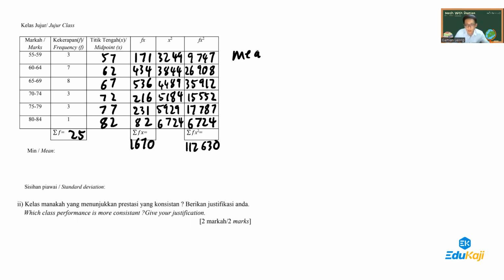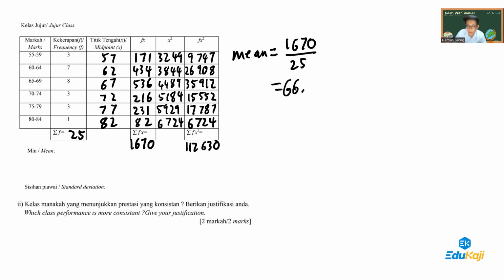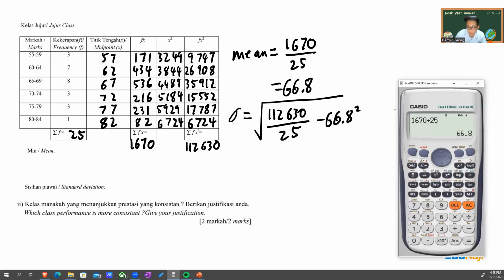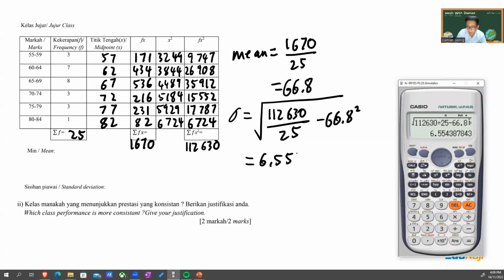So again, find the mean: total fx divided by total frequency. 1670 divided by 25, 66.8. And standard deviation, square root of sum of x square 112630 divided by n minus mean square. Square root of 112630 divided by 25 minus 66.8 square. So it's 6.554.